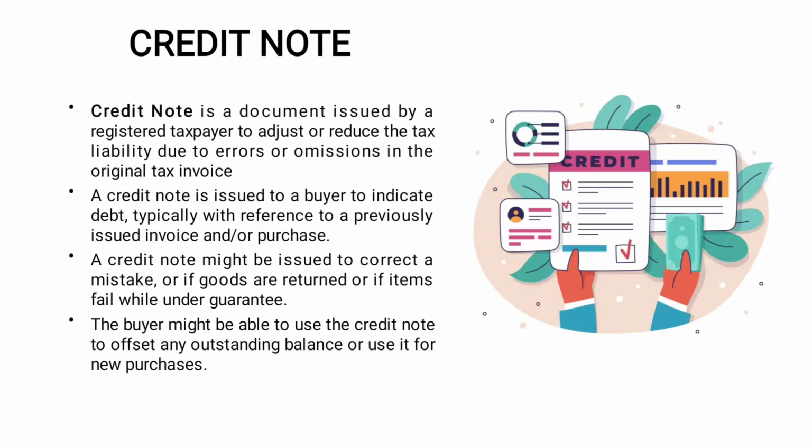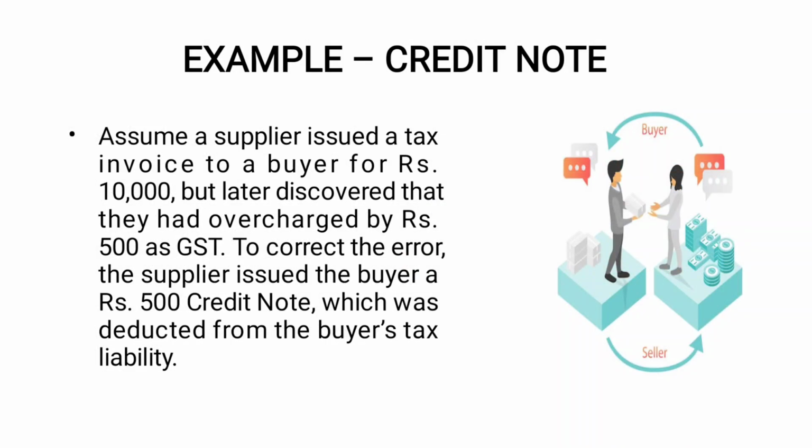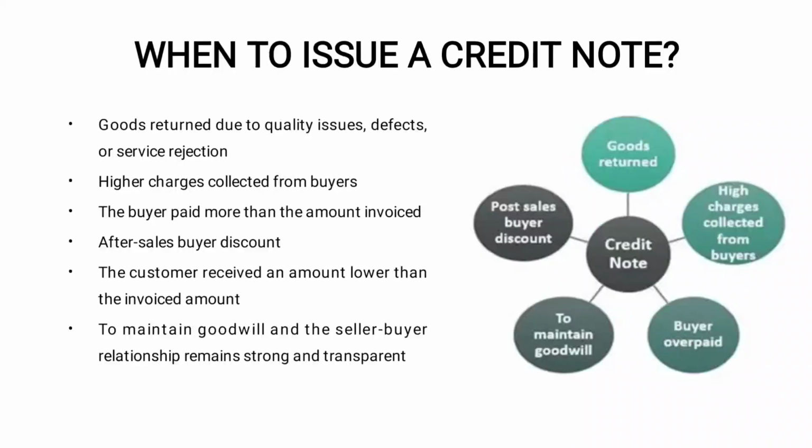Credit note is a document issued by a registered taxpayer to adjust or reduce a tax liability due to errors or omissions in the original tax invoice. The buyer might be able to use a credit note to offset any outstanding balance or use it for new purchases. Example: a supplier issued a tax invoice to a buyer for rupees 10,000 but later discovered that they had overcharged by rupees 500 at GST. To correct the error, the supplier issued the buyer a rupees 500 credit note which was deducted from the buyer's tax liability.